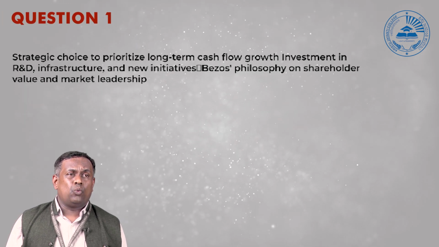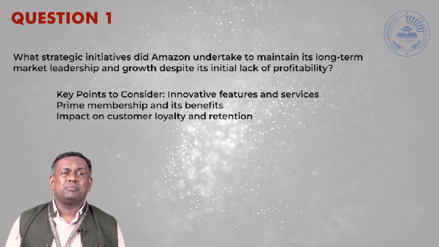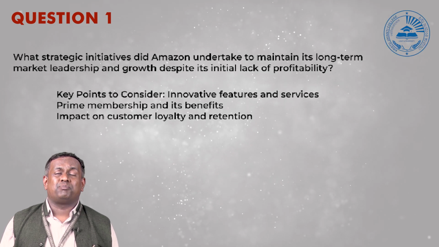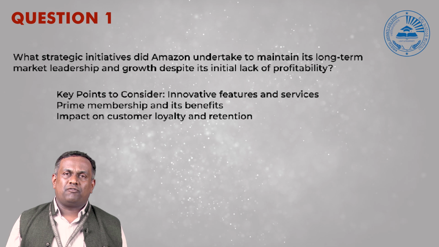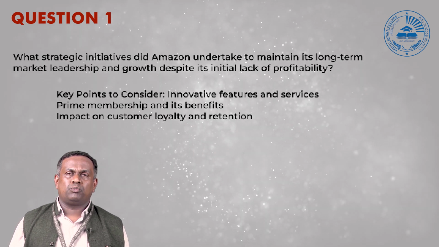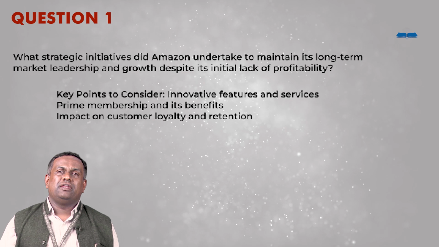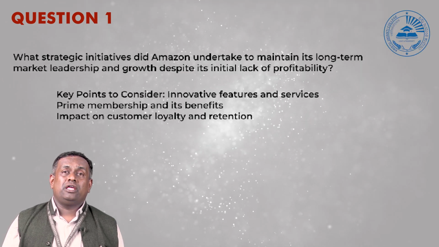The first question is, what strategic initiative did Amazon undertake to maintain its long-term market leadership and growth despite its initial lack of profitability? If you can see, over a period of time the profit has increased, from negative it has come to profit, but what has brought the negativity to the positivity? Let us understand the question.